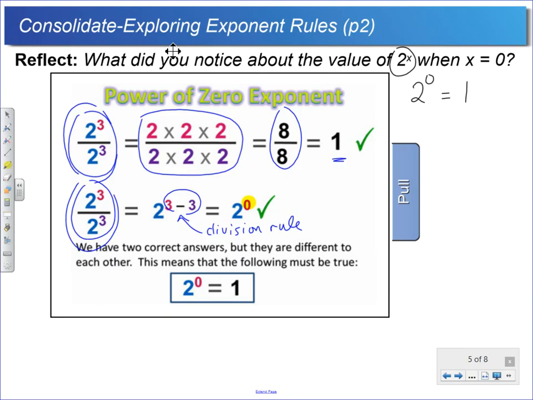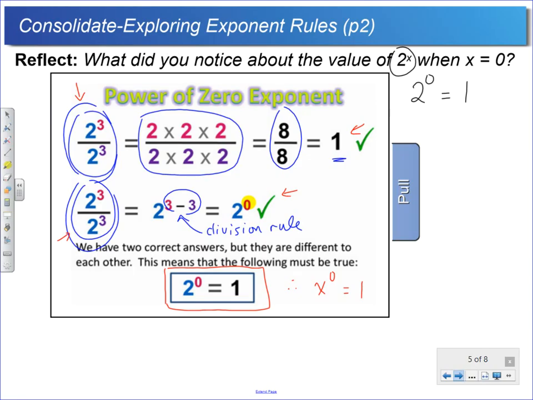So the rule in this case is that because we started with the same expression here and here and produced two different answers here and here, that means that the following is true. Those two answers must be equal because we started with the same expressions. So in general, any particular power raised to the exponent 0 is equal to 1. And that's a general rule.